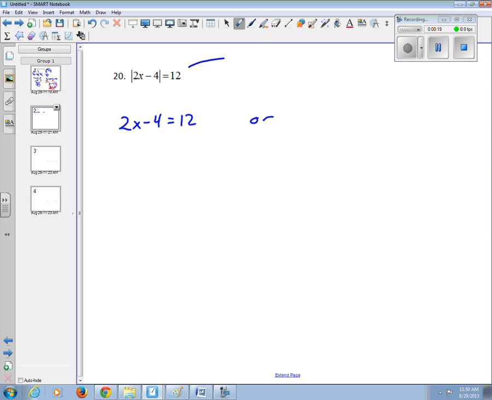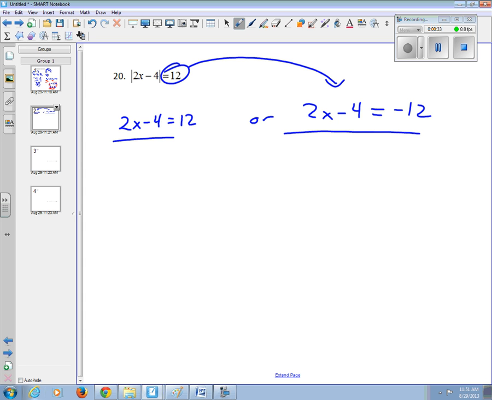Your other solution is going to be when you rewrite that, but you switch everything to the right of the absolute value sign. So when you switch an equal sign, it just looks like an equal sign, but when you switch 12, it turns into negative 12. Now you have two pretty basic equations to solve.